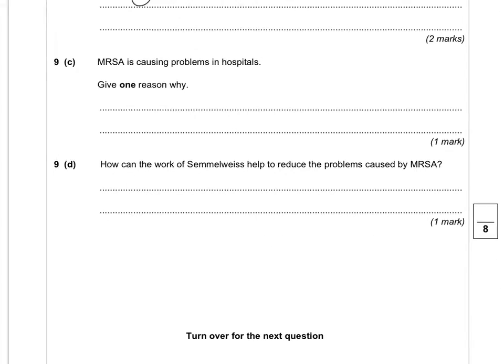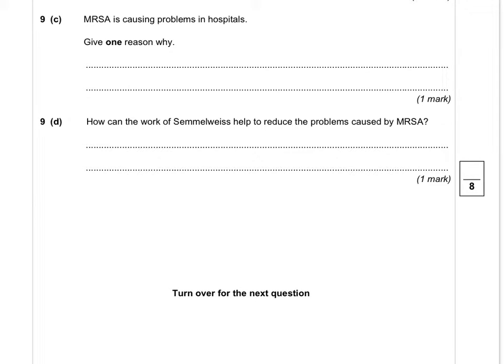Okay, next question. MRSA is causing problems in hospitals. Give one reason why. Main reason why MRSA is causing problems is because it's resistant to a lot of the antibiotics. So it's resistant to many antibiotics.